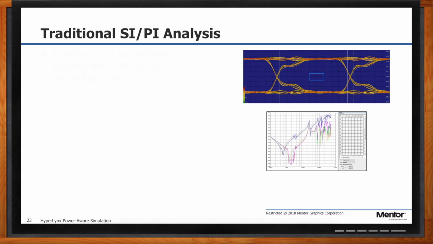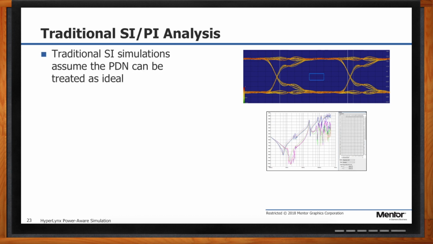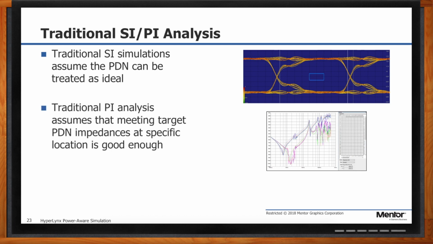Now, most of the time what we do is we think of SI and we think of PI, but we don't necessarily think of the two together. So we think about signal integrity simulations and we run analysis. We plot eye diagrams like you see on the top right there, and we look for eye opening, and we often compare the eye opening to a mask.